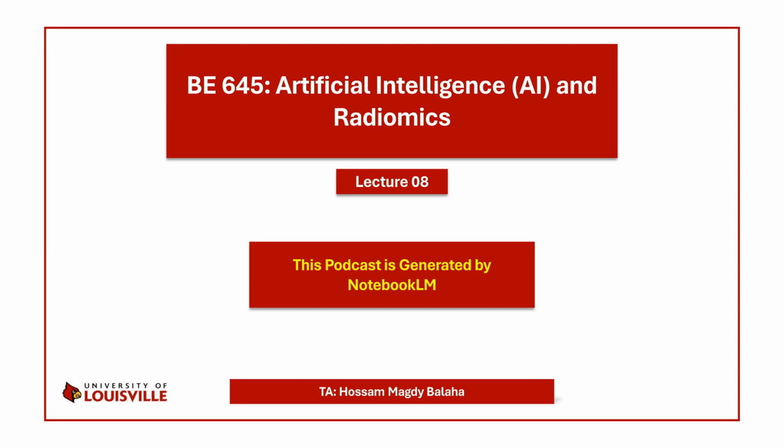Think of it like a detective zeroing in on a crucial piece of evidence at a crime scene. We call these regions of interest, or ROIs for short. So we've got our images, we've highlighted the key areas. Now, how does AI come into play? This is where things get really interesting.